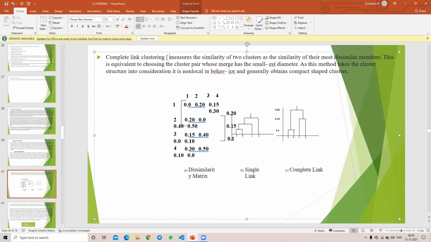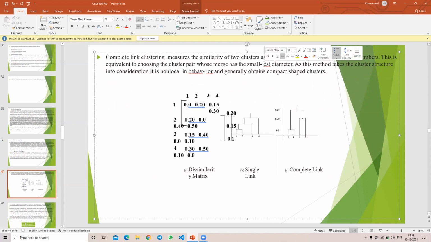Next, complete link clustering measures the similarity of two clusters as the similarity of their most dissimilar members. This is equivalent to choosing the cluster pair whose merge has the smallest diameter. As this method takes the cluster structure into consideration, it is non-local in behavior and generally obtains compact shaped clusters.